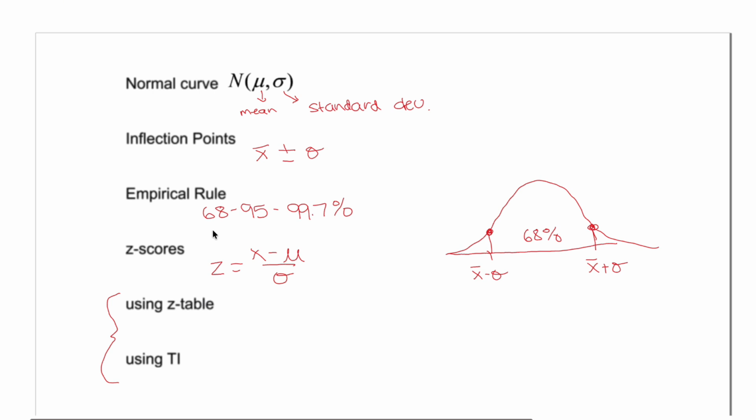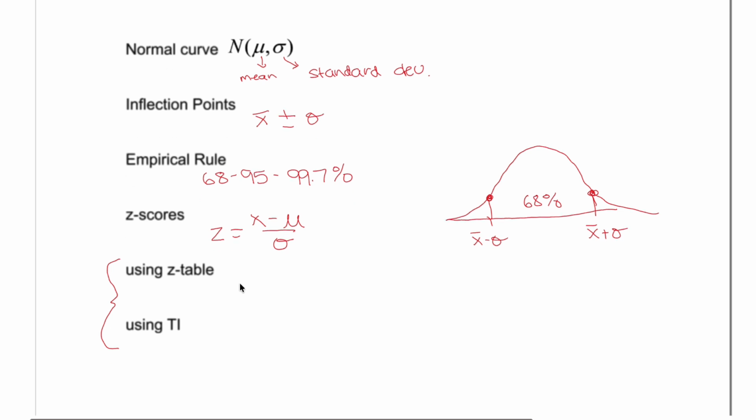So 68 means you are 1 standard deviation away from the mean, 95 means you're 2 standard deviations from the mean, and 99.7% is 3 standard deviations from the mean. And this is a visualization of what it really looks like on a normal curve. A z-score is z equals x minus mu, divided by the standard deviation.